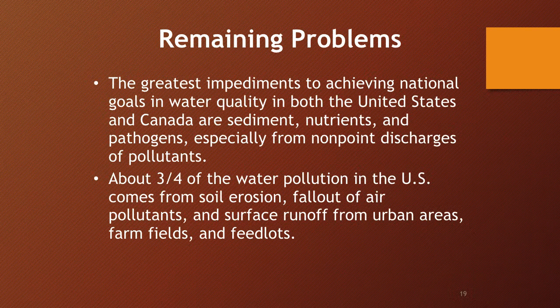About 3/4 of the water pollution in the United States comes from soil erosion, fallout of air pollutants, and surface runoff from urban areas, farm fields, and feedlots. In the United States, as much as 25% of the 46 million metric tons of fertilizer spread on farmland each year is carried away by runoff.